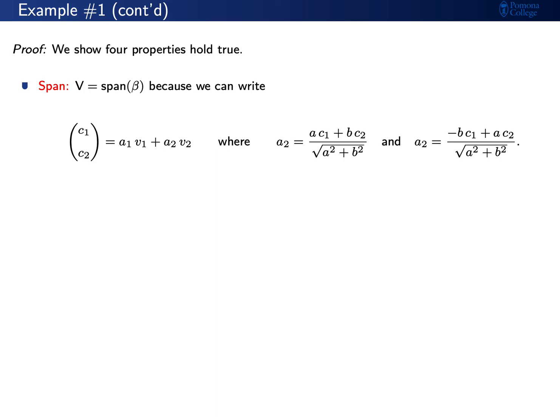Given any vector in V, let's call this vector c1, c2, we can actually write this as a linear combination of our two vectors v1 and v2, where we'll pick our scalars a1 and a2 to be the numbers that you see here on your screen.